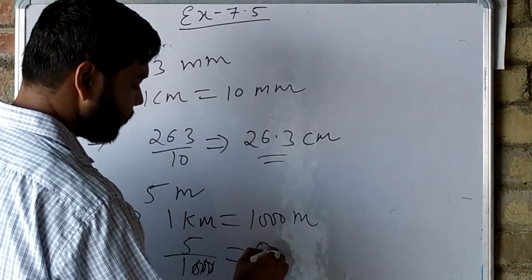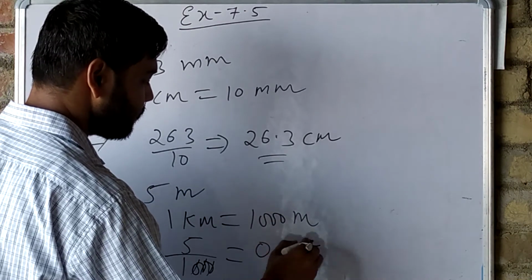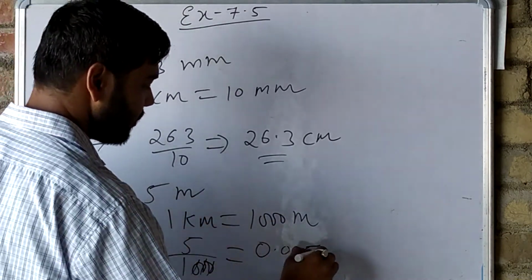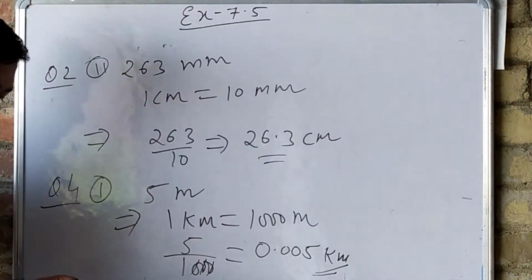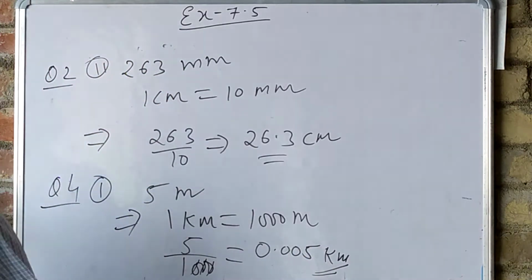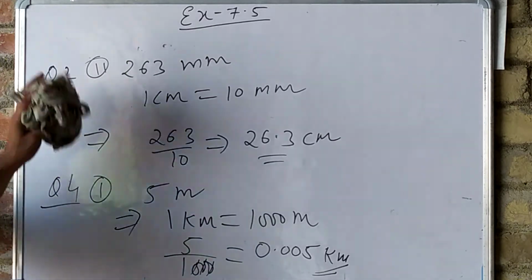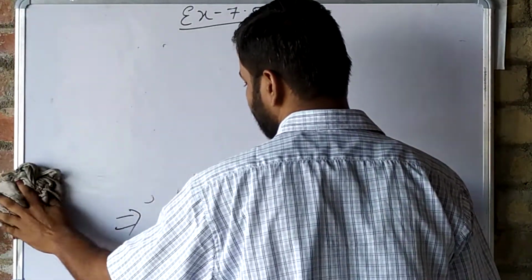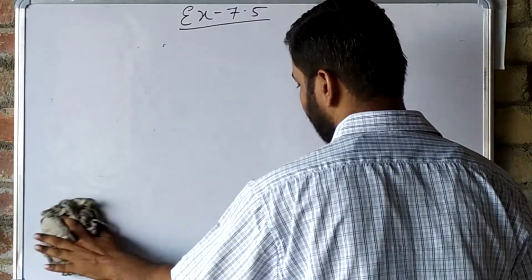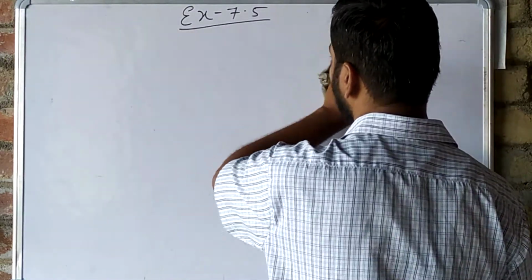So 0.005, decimal will come 3 places before. Okay, kilometer, decimal will come 3 places before. So like this only we will do these questions. So question number 1 to 5 is very easy. Just what we have to convert it, and I have told how to convert.